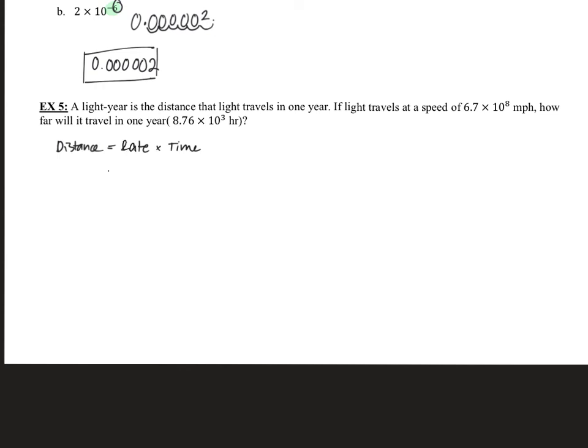All right, so the question is, what is the rate? Well, the rate is normally the miles per hour, which we have right here. So we'll go ahead and put that in. The rate is 6.7 times 10 to the 8th miles per hour. And then the time. What is the time? Well, we have it right here. 8.76 times 10 to the 3rd power.